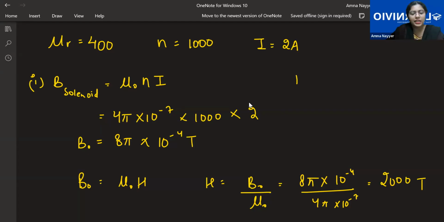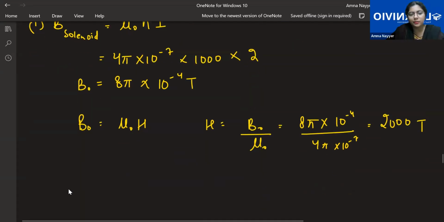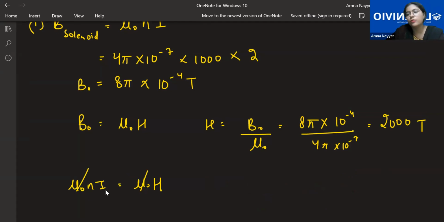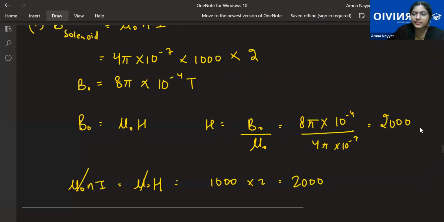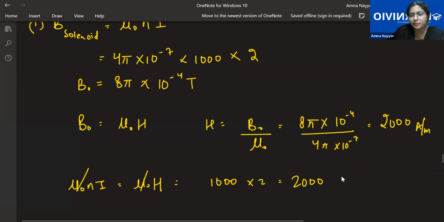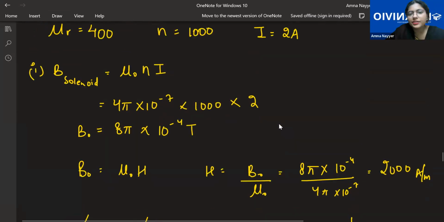If you know the magnetic field, mu naught N I is equal to mu naught H. So mu naught gets cancelled. H is equal to N I. So N is equal to 1000, I is equal to 2. That is directly also 2000. Not Tesla, sorry. This is ampere per meter. The unit is exactly the same as intensity of magnetization, ampere per meter. That's the first part.